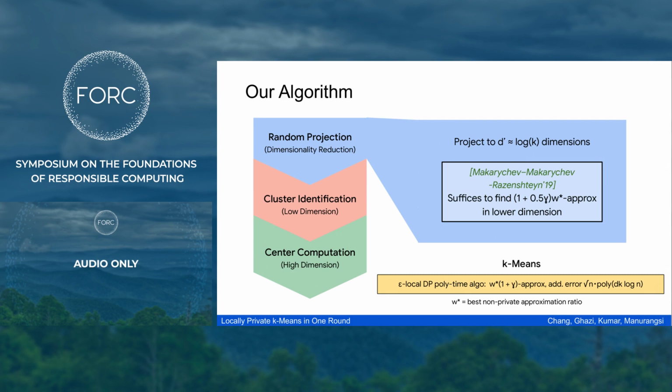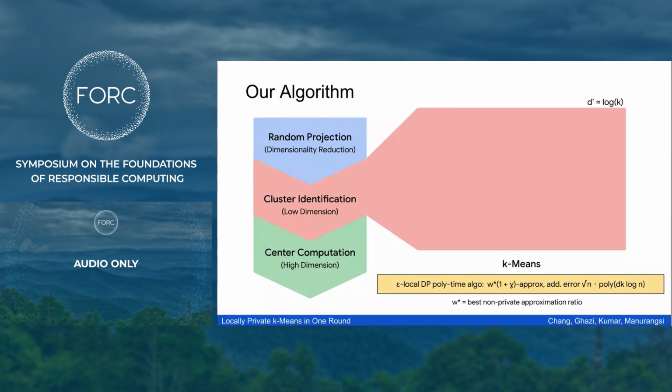In other words, this means that our job is now reduced to just finding a good approximation in this d prime, which is roughly log k dimensional space. Okay, so now we are in this low d prime dimensional space. So how do we cluster the points in this low dimensional space?